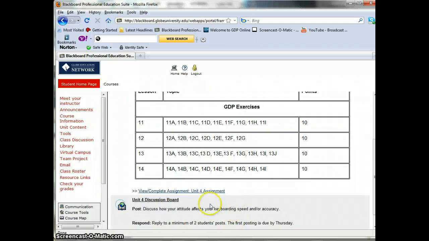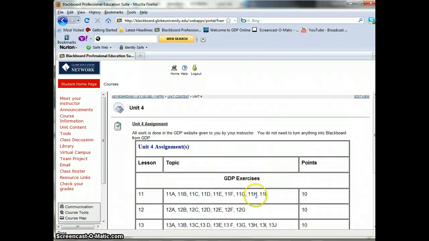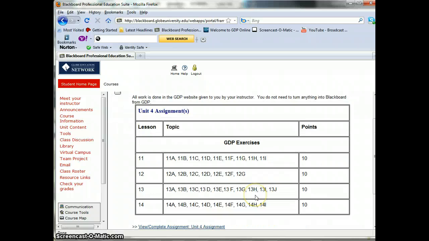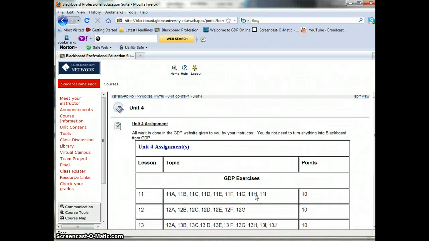And also, don't forget to make sure that you do your discussion post. Create one thread and a reply to at least 2 posts per week by Sunday at midnight. Remember, the first posting is due on Thursday.